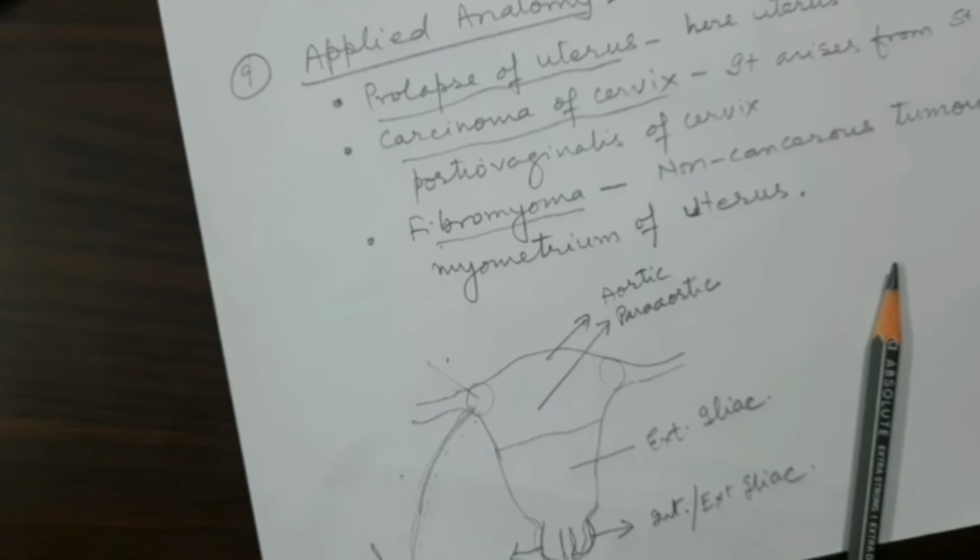But from the posterior aspect of the cervix, the lymph may go to the sacral lymph nodes, which are present on the anterior aspect of the sacrum. So from the posterior aspect, the cervix drains into the sacral group of lymph nodes.